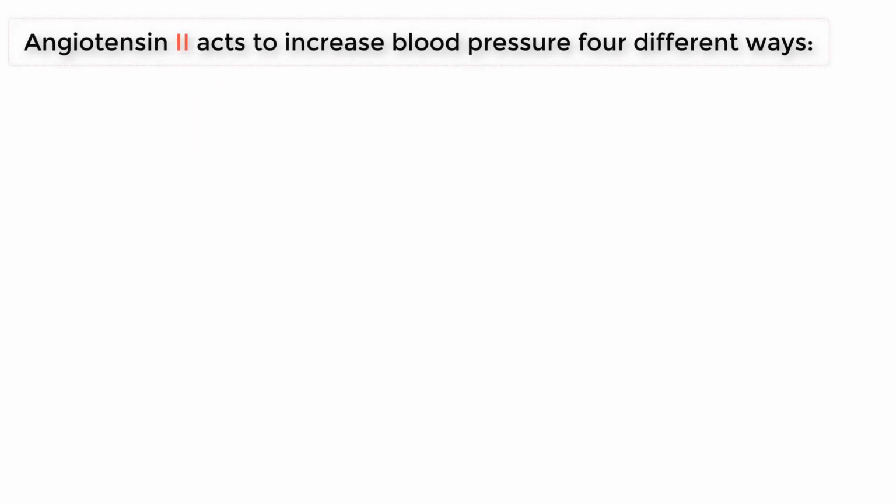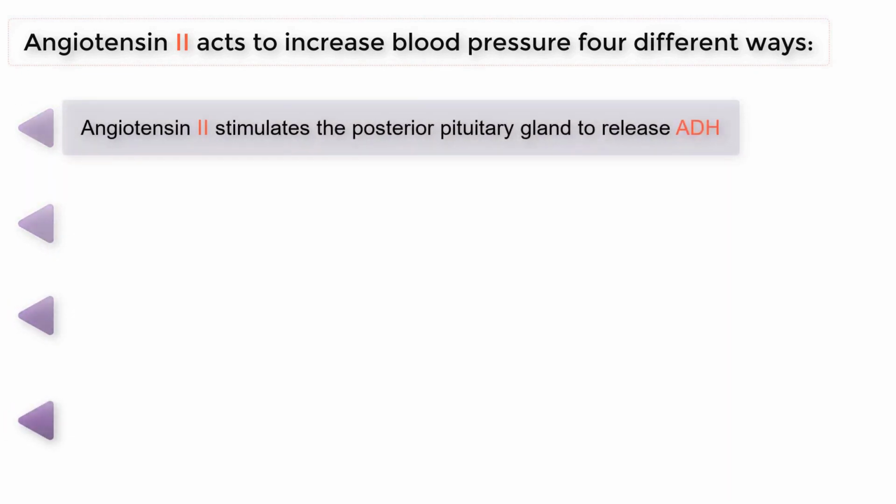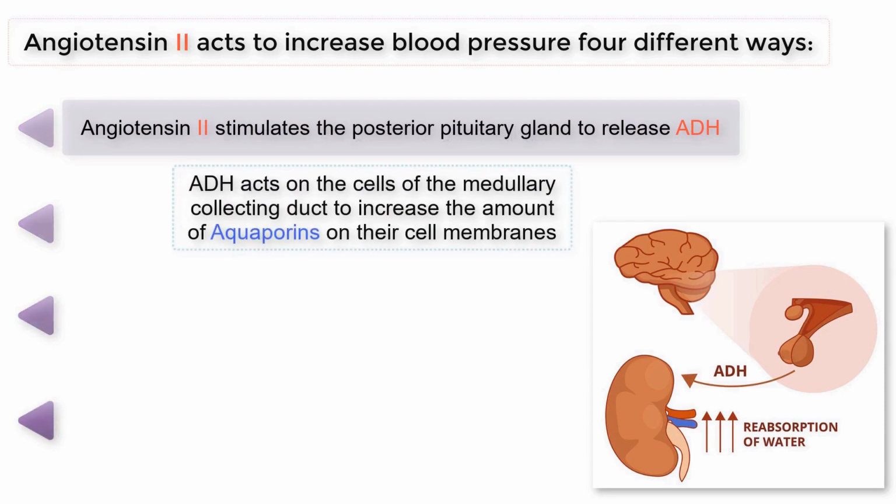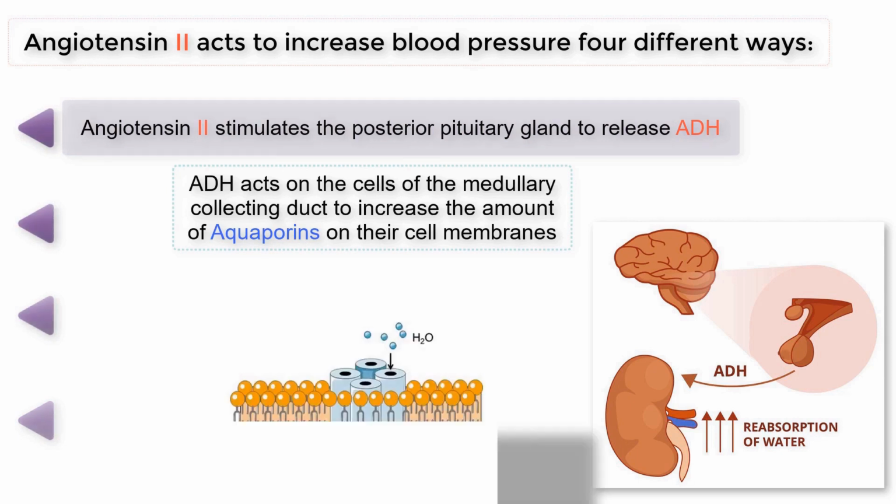Angiotensin II acts to increase blood pressure four different ways. Number 1. Angiotensin II stimulates the posterior pituitary gland to release antidiuretic hormone, or ADH. ADH acts on the cells of the medullary collecting duct to increase the amount of aquaporins on their cell membranes.